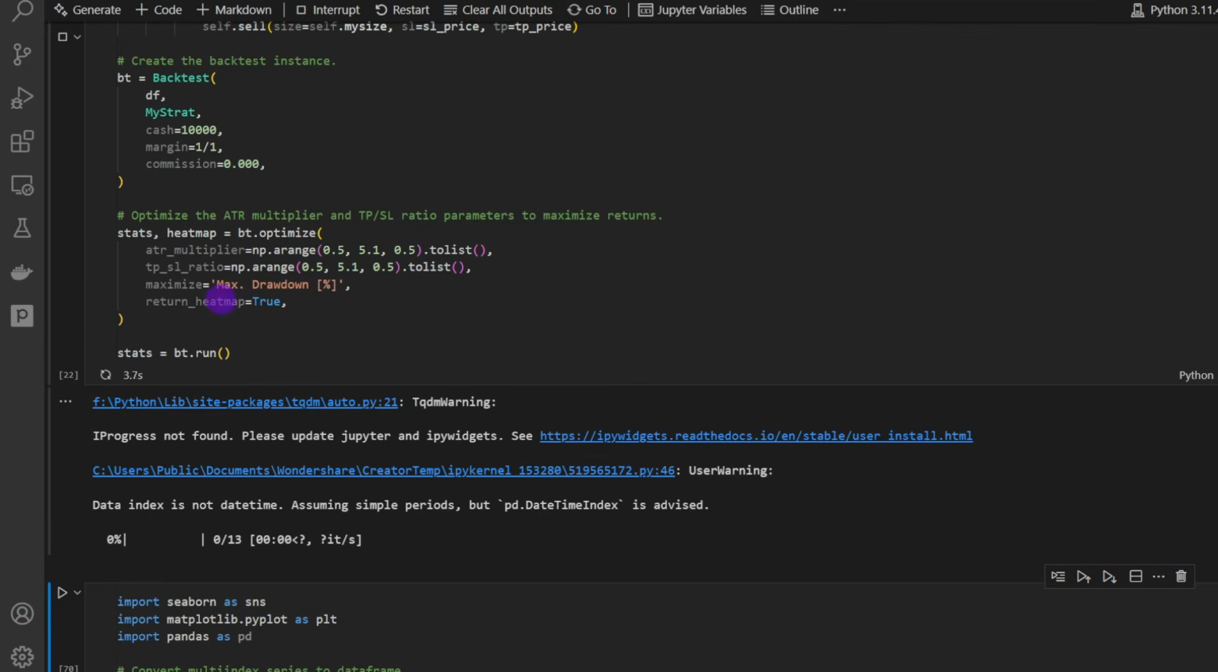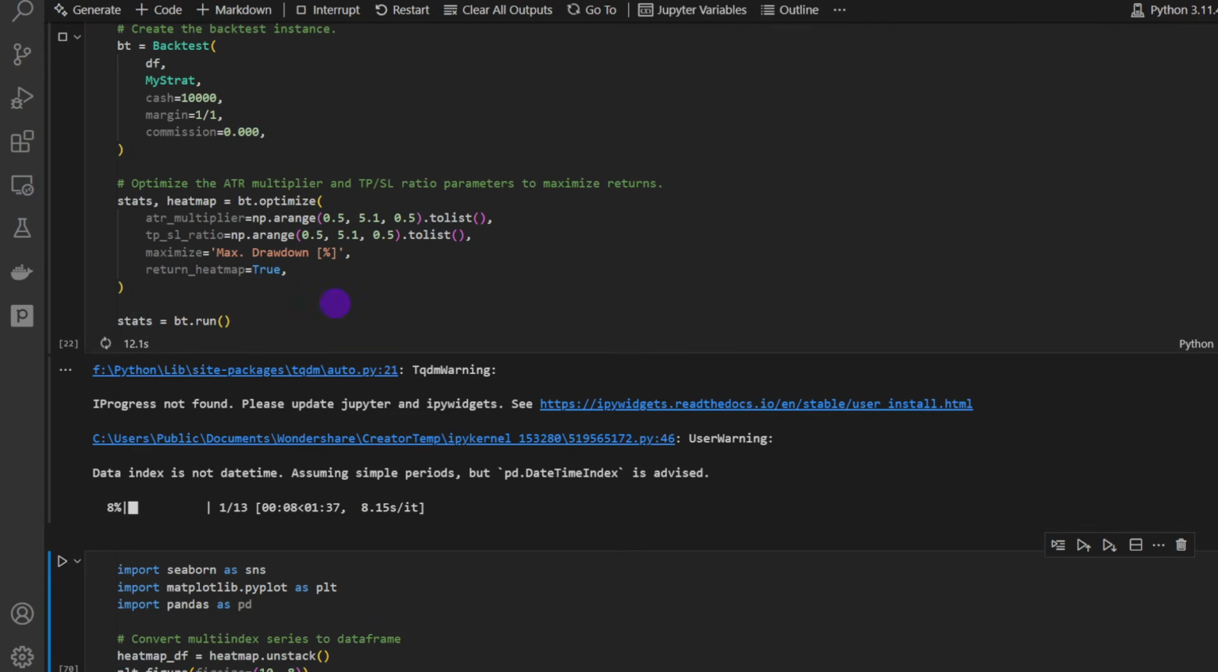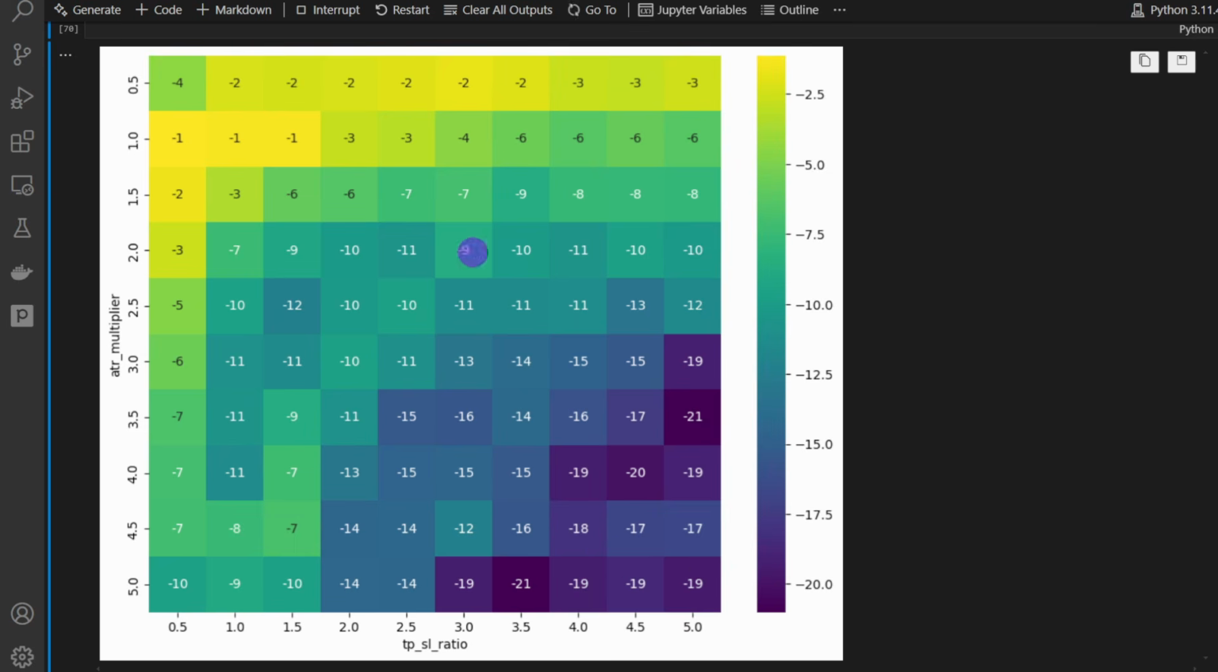So I'm trying to maximize the drawdown, or minimize the drawdown actually, because drawdown is negative. And it's going to run over many different cases of ATR multipliers, so different stop loss distances, and different take profit stop loss ratios. This is why I'm running this using this grid search approach in order to get this heat map. And this is the drawdown.